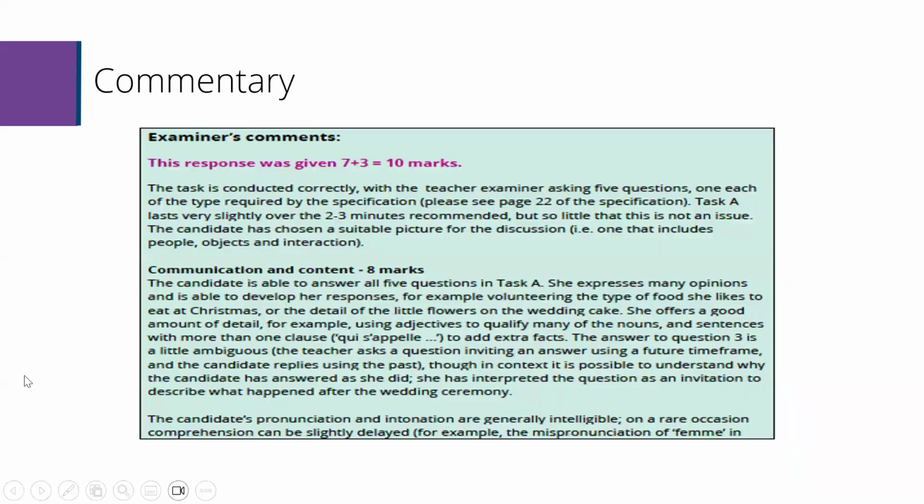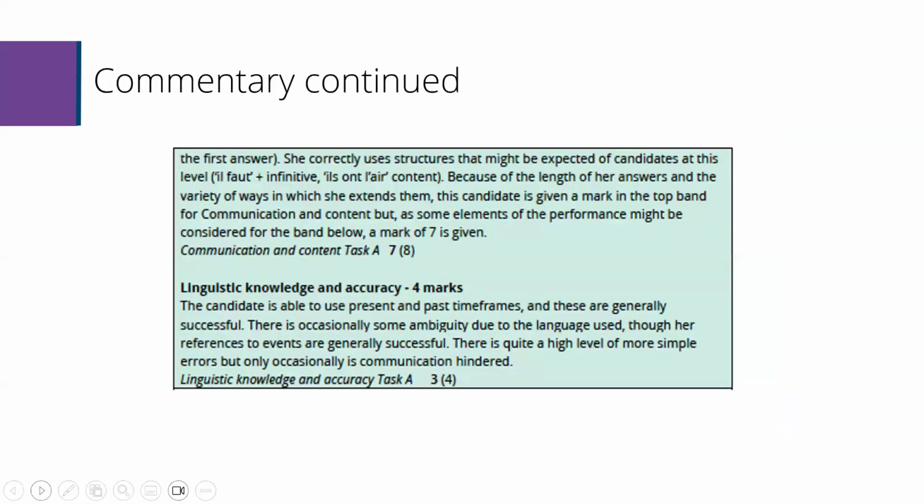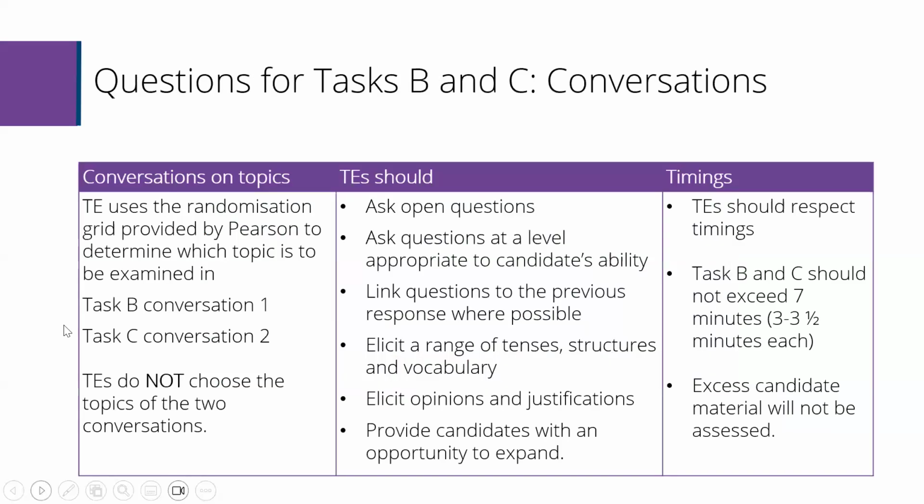Okay, and unfortunately we didn't have it to listen to, but the task was correctly conducted. The teacher examiner asked the 5 questions, 1 from each type, and the candidate that we unfortunately weren't able to hear responded well. Okay, so let's move on. We'll talk about the questions for tasks B and C, those conversation questions.